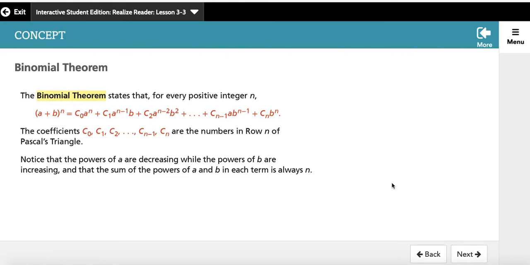We're going to talk about the binomial theorem. The binomial theorem is very much like Pascal's triangle. It states for every positive integer n that if you have (a + b) to the nth power, you can break it down where we have the coefficients c subscript 0, c1, c2, all the way up to c to the n, depending on what n is. That's from Pascal's triangle. The coefficients c subscript 0, 1, 2, 3, and so on are the numbers in row n of Pascal's triangle. What's Pascal's triangle?